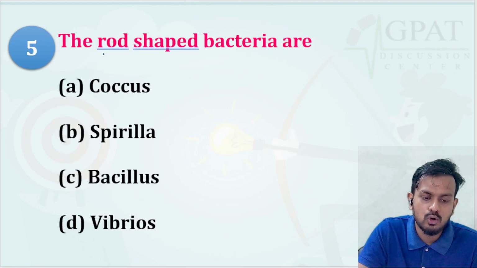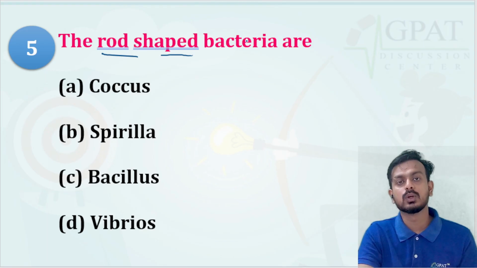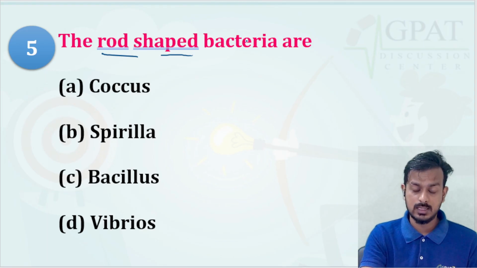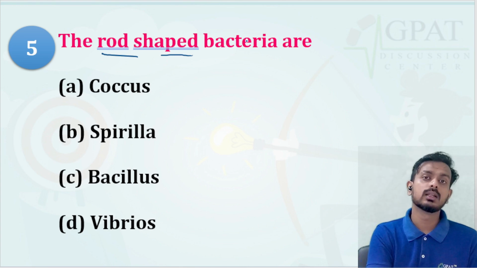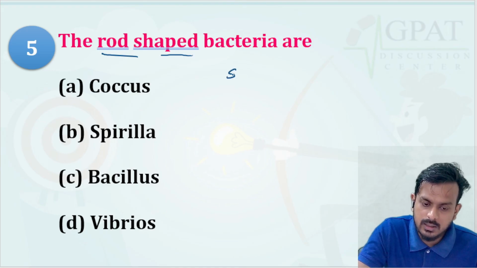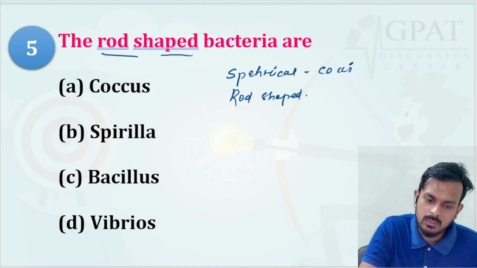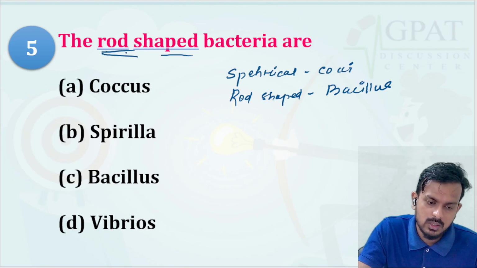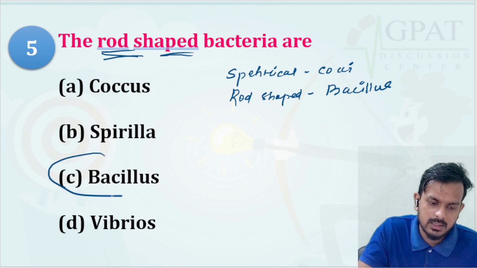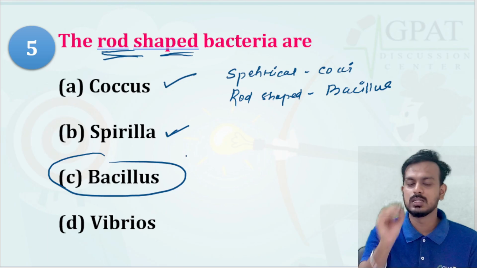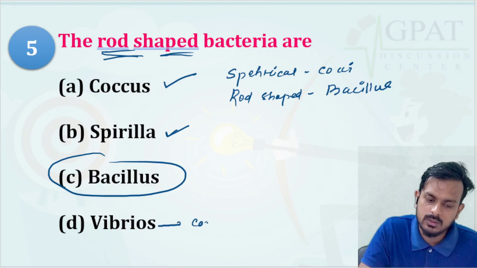Next question. The rod-shaped bacteria are. Based upon morphological characters, bacteria are classified into different categories. Just reminding you, spherical ones are cocci, and rod-shaped ones are bacilli. Rod shape means bacillus. Cocci are spherical. Spirilla are spiral-like structures. Vibrios are comma-shaped structures.